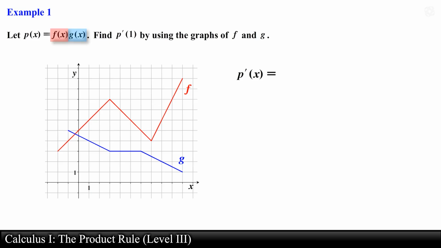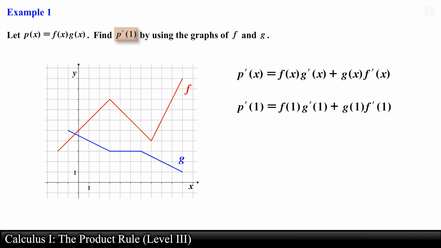Since p of x is formed by the product of f of x and g of x, we go ahead and apply the product rule. Applying the product rule, we obtain the following expression for the derivative. Next, we need to evaluate this expression at x equals 1.